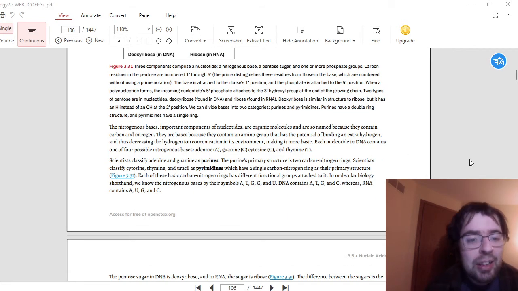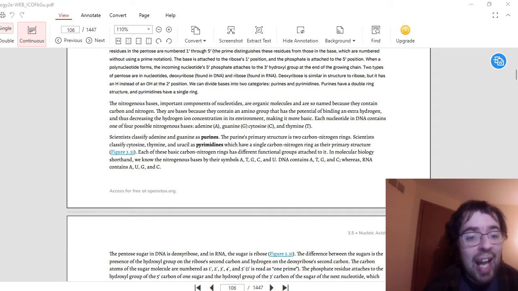The nitrogenous bases, important components of nucleotides, are organic molecules that are so named because they contain carbon and nitrogen. Each nucleotide in DNA contains one of the four possible nitrogenous bases: adenine, guanine, cytosine, and thymine. Scientists classify adenine and guanine as purines. The primary structure is two carbon-nitrogen rings. Scientists classify cytosine, thymine, and uracil as pyrimidines, which have a single carbon-nitrogen ring as their primary structure.